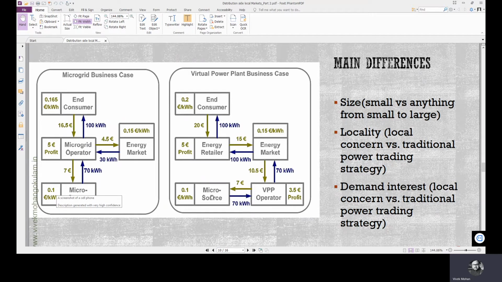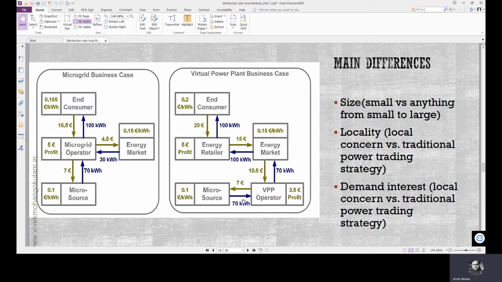Here there is more than one intermediary between the micro source and the end consumer. In the microgrid case, only one intermediary is there, which is the microgrid operator. The micro sources are giving energy to the end consumer through the microgrid operator. Here the micro source is giving energy to the end consumer through the VPP operator, the energy market and the energy retailer. At the same price the micro source is selling his energy.